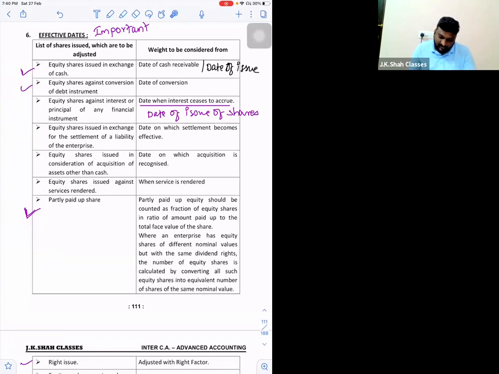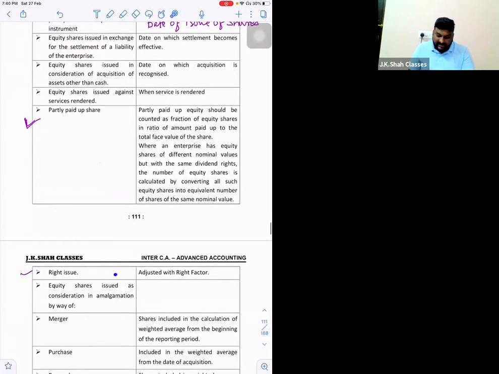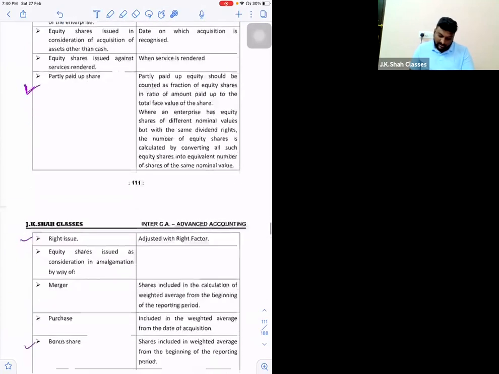Right? Then, partly paid up equity shares, I'll be completely doing this separately with an example. So please hold for the time being. Rights issues also hold, because they are adjusted with a rights factor. This is a complete concept which will be done tomorrow. So these two things, please hold.